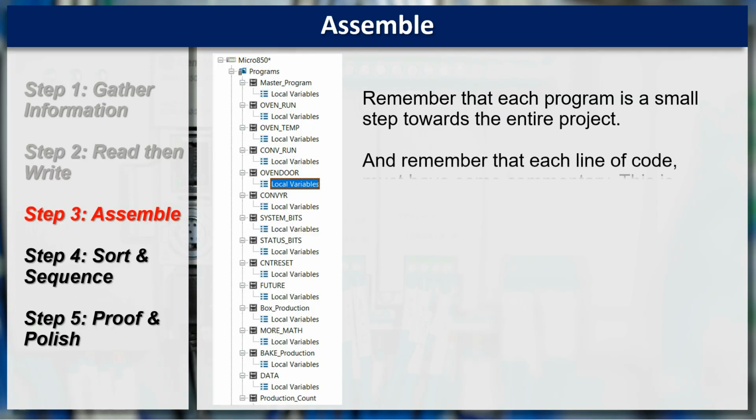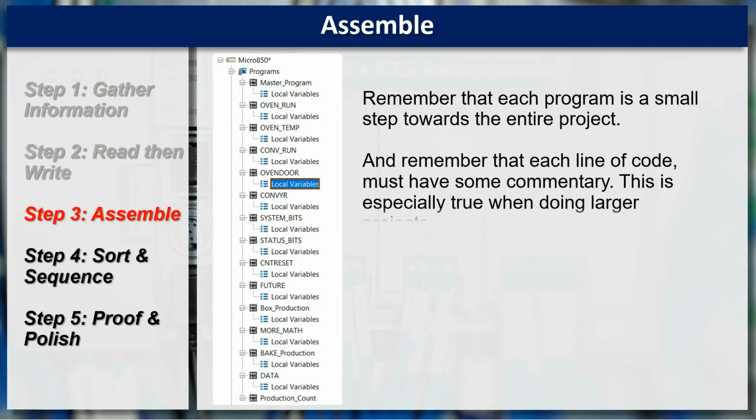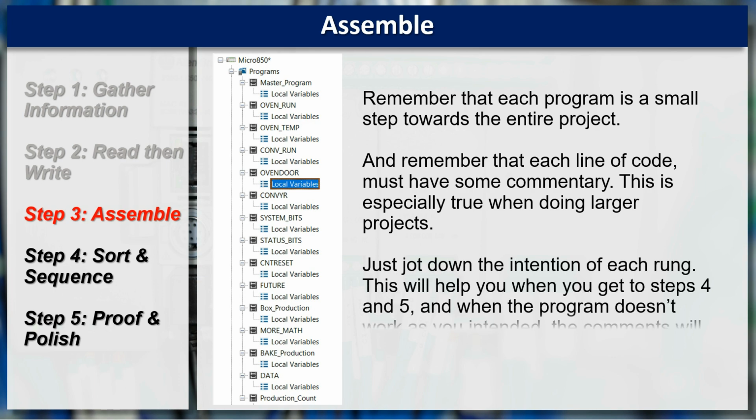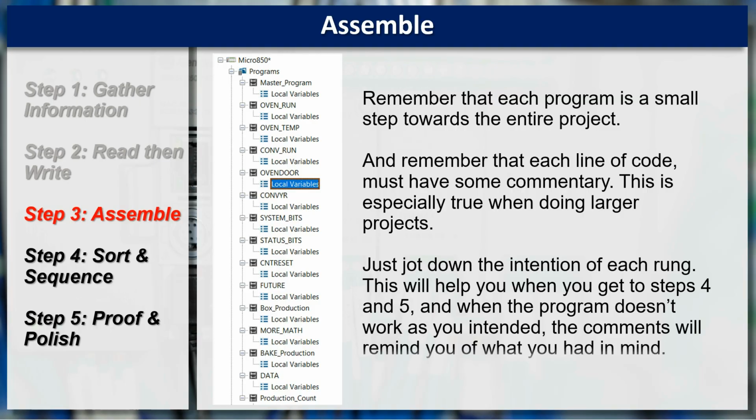And remember that each line of code must have some commentary. This is especially true when doing larger projects. Keep it simple. Just jot down the intention of each rung. This will help you when you get to steps 4 and 5, and when the program doesn't work as you intended, the comments will remind you of what you had in mind.